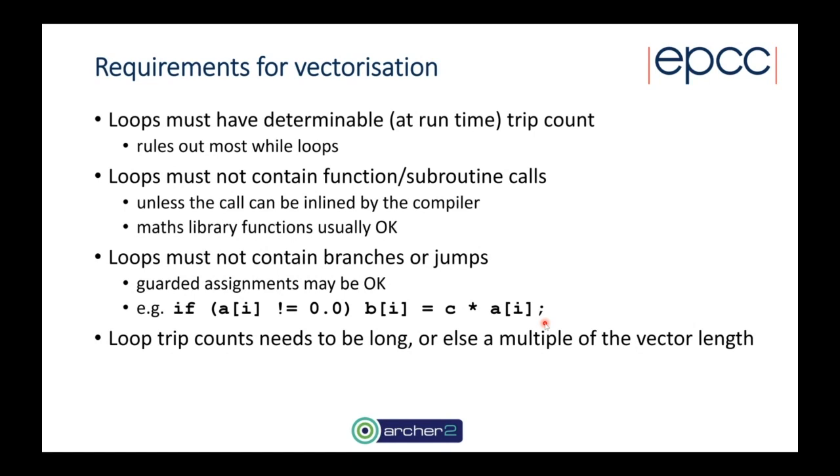Loops must not contain any branches or jumps. Now, again, this isn't quite true, but to get the best performance for vectorization, you don't want any flow control change inside that loop. So you definitely don't want any jumps out of a loop, because again, this is the same problem as the loops must have a determinable trip count or determinable size. But also branches make it hard for the vector functionality to be the same everywhere.